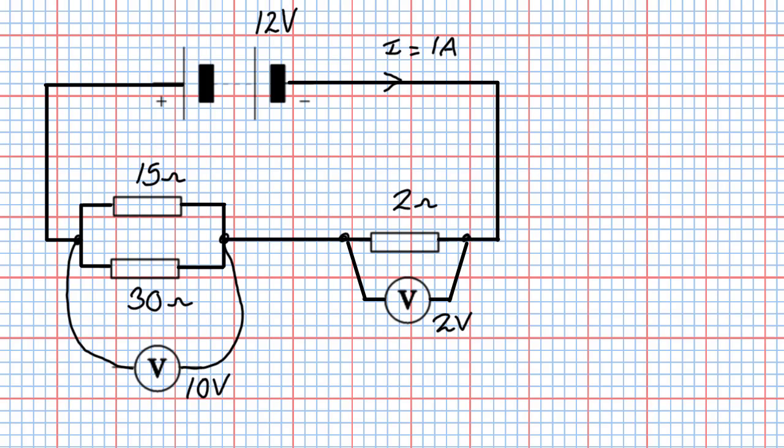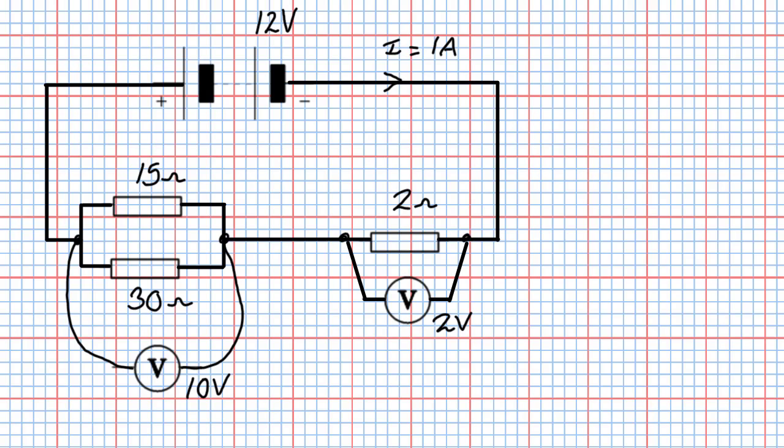So, our circuit now looks like this. We know that there's going to be 1 amp leaving the battery, and across the 2 ohm resistor you're going to drop a potential difference of 2 volts. Across the parallel branches of the circuit you're going to drop a potential difference of 10 volts. And you can see the 10 volts across the parallel branch plus the 2 volts across the 2 ohm resistor adds up to give you the voltage of the battery.